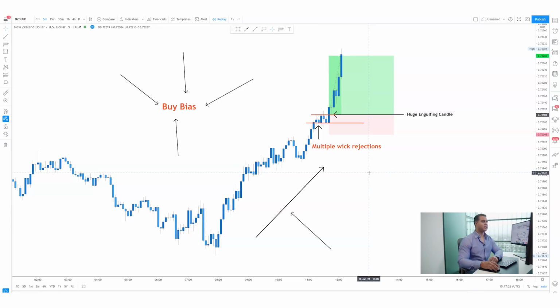Pretty simple, not the easiest because price doesn't pull back as much, etc, etc. But we have multiple wick rejections here and an engulfing candle here. Once closed, we entered before that at the break, and we enter the trade anticipating the trend to continue up as part of the buy structure. Let's take a look at the 9th trade.